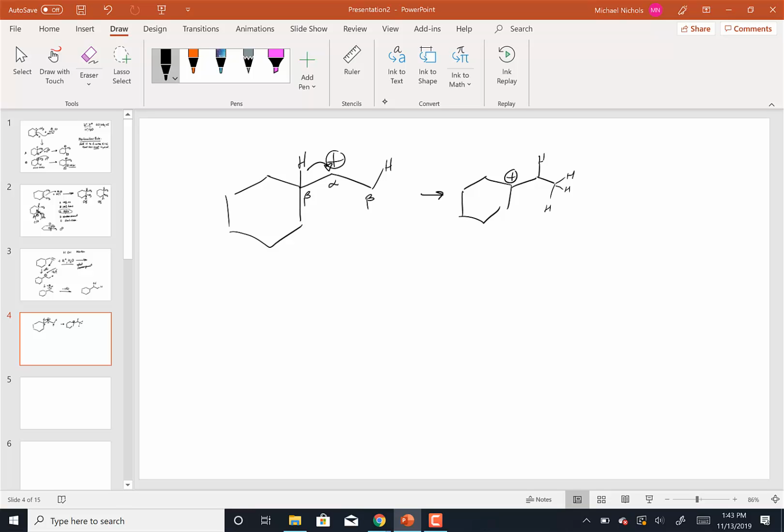So you can have carbocation rearrangements. The rules are just like before. I have to tell you when to shift, and you can only shift once.